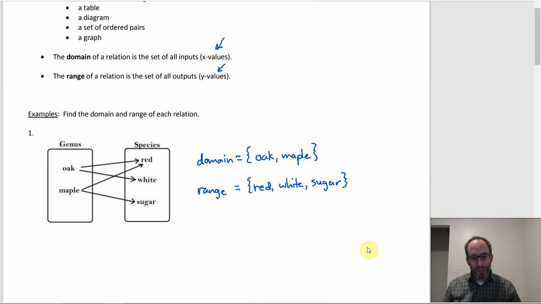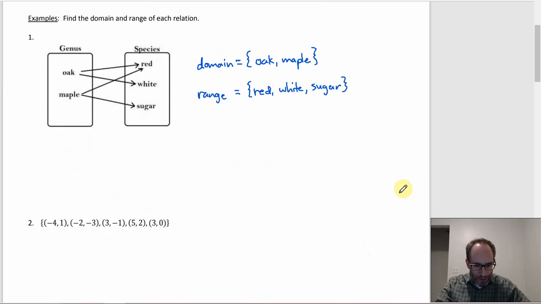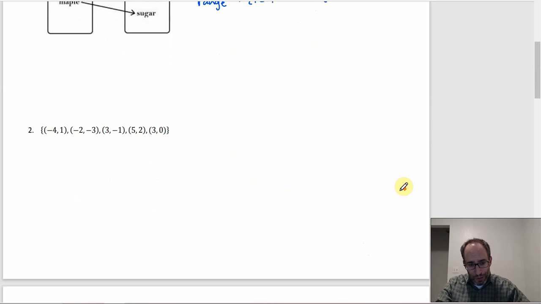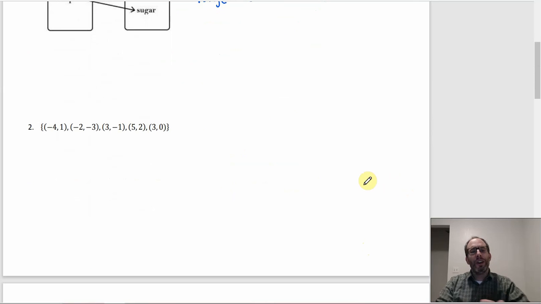When you've got the relation set up this way, where it's the diagram, it's not too bad to pick the domain and range out. Another way to do it would be if you had a set of ordered pairs, like in number two, where if you think about the domain as being x values and the range as being y values, you're going to get the right thing. So here, our domain, if I write this in set notation, for each of these ordered pairs, it's x comma y, right? That's how ordered pairs are written out.